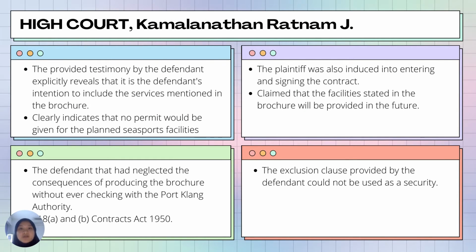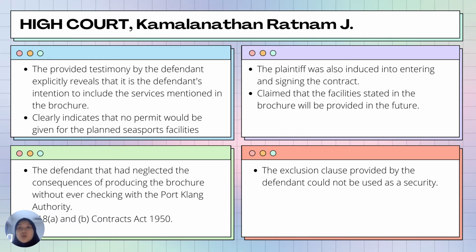So, after the question and answer in the cross-examination session was conducted, the High Court Judge Kamalanathan Ratnam commented that the testimony provided by the defendant explicitly reveals the defendant's intention to include the services mentioned in the brochure. However, communication between the claimant and the Port Klang authority clearly indicates that no permit would be given for the planned sea sports facilities because they would endanger the shipments in the region.